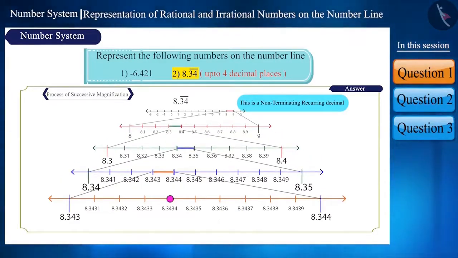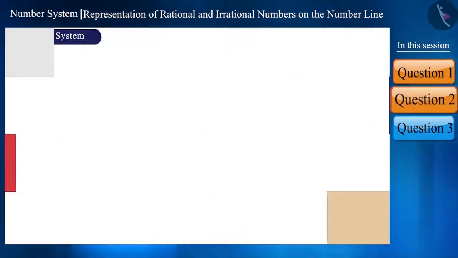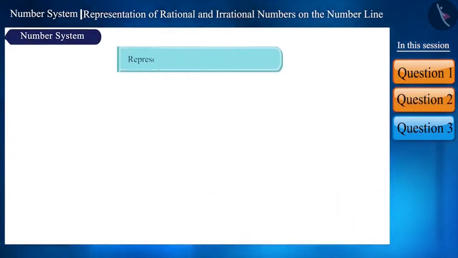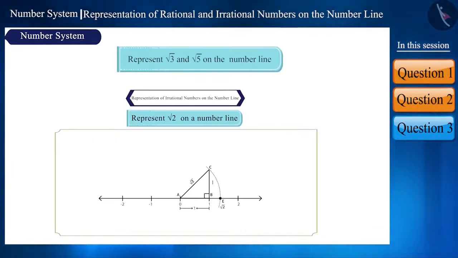This number will lie between 8.3434 and 8.3435 on the number line. Now let's take another question. Can you represent root 3 and root 5 on the number line? In our previous video, we learned how to represent root 2 on a number line. Following the same method, let's see how to represent root 3 and root 5 on the number line.